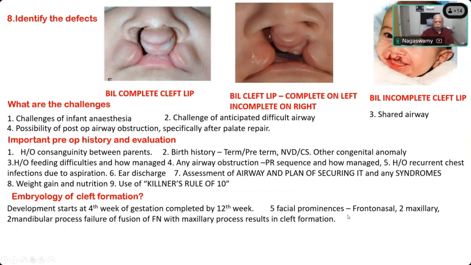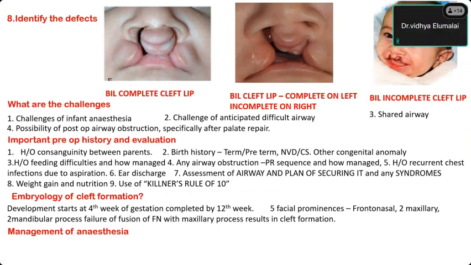5 facial prominences occur. One is called the frontonasal, then there will be 2 maxillary and 2 mandibular process. And failure of fusion of frontonasal with maxillary process results in the cleft formation. How do you manage anesthesia for these cases? IV induction and general anesthesia with flexometallic or RAE South Pole tubes.